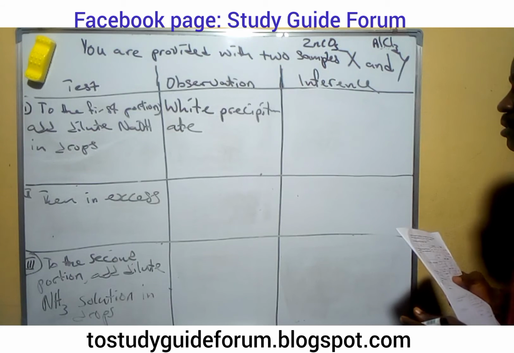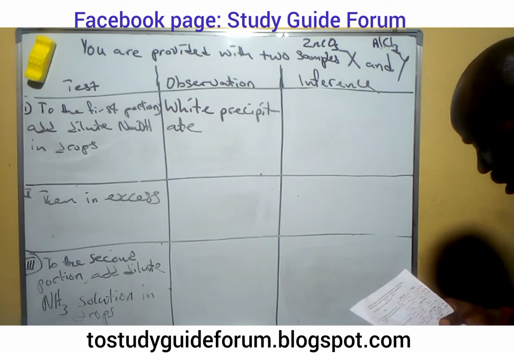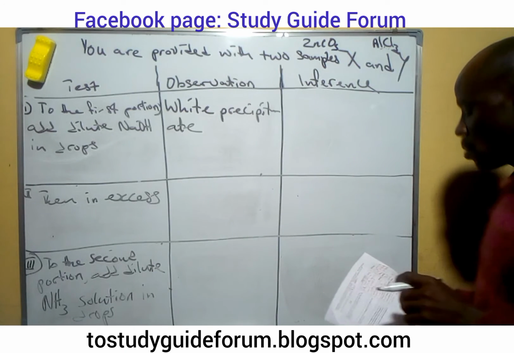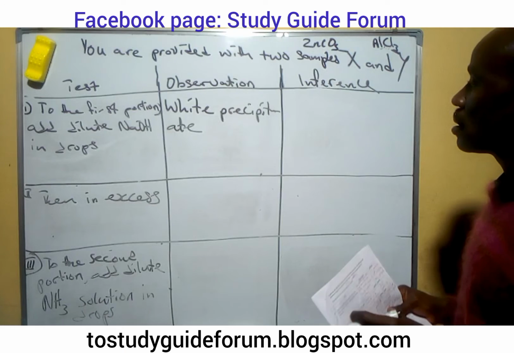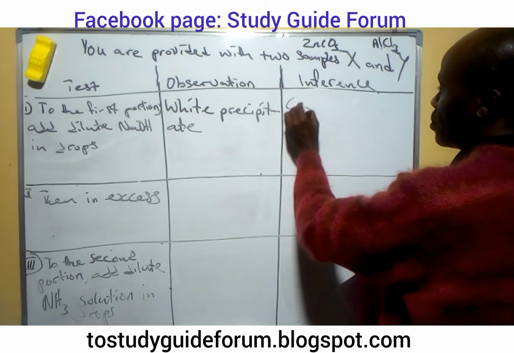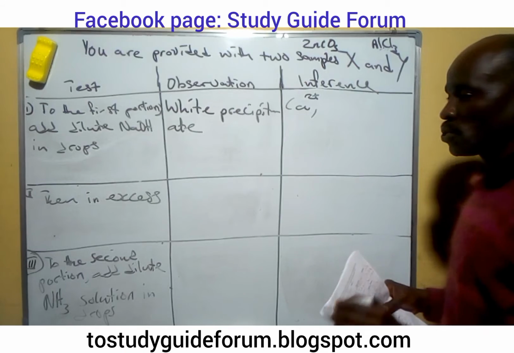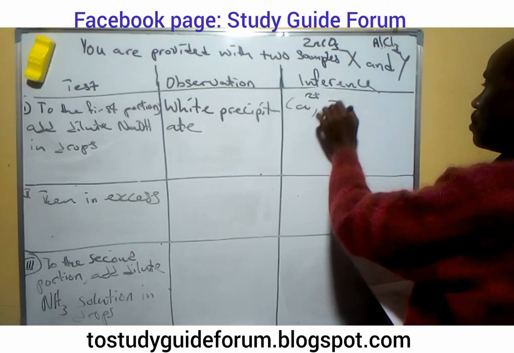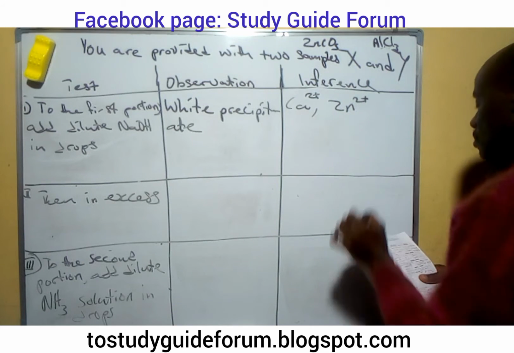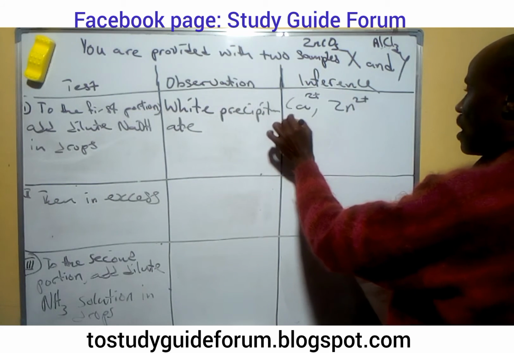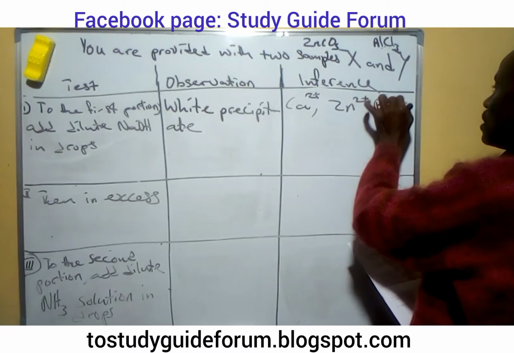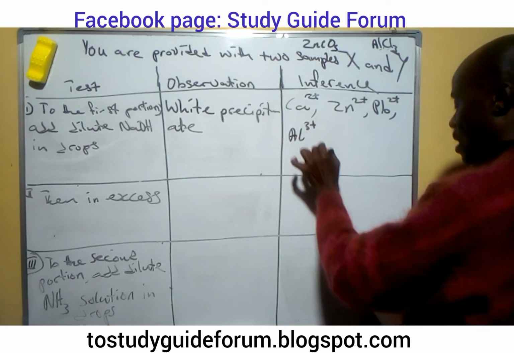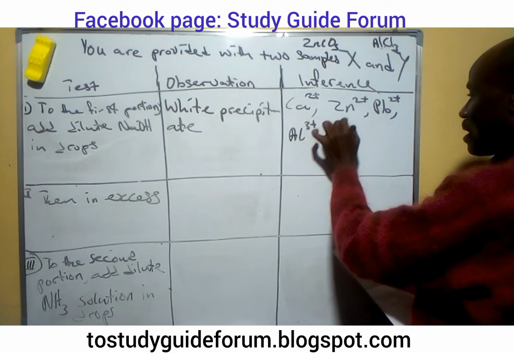That's a white precipitate, and we have possible ions that can give us that. We have calcium ion that can give us a white precipitate with sodium hydroxide. We also have zinc ion that can also give us that. We have another one, lead ions. We also have aluminium ions. That means they are likely to be present.